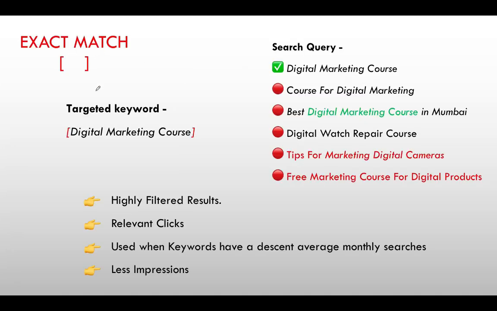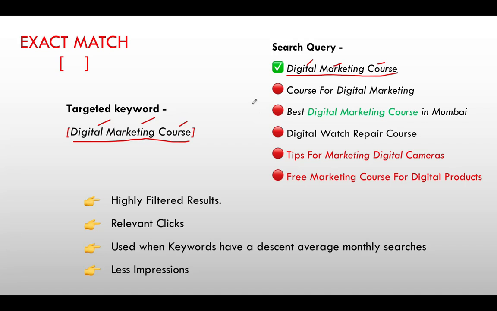So let us look at some examples. Assume that you are targeting the keyword digital marketing course, and because it is an exact match, we've added square brackets before and after the words digital marketing course. Now your ad will get triggered only if the user's search query is digital marketing course. The words should match exactly as they are, and the sequence of the words also should match.